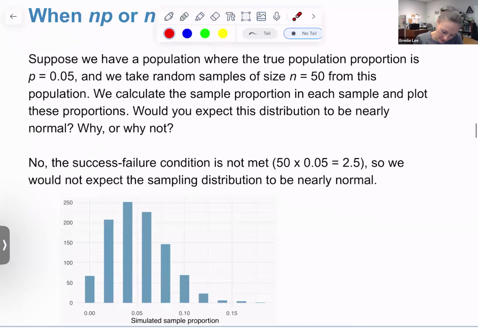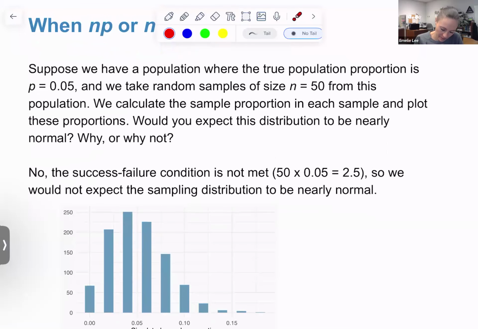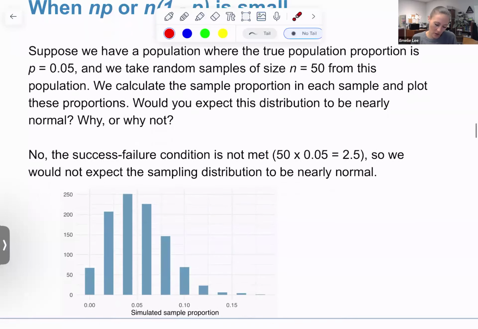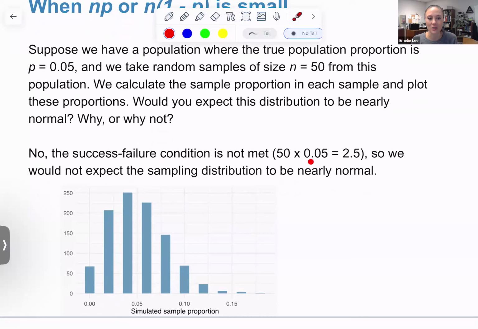Okay. So suppose we have a population where the true population proportion is 0.05. So we're trying to detect a small proportion, and we take a random sample of size 50 from this population. We calculate the sample proportion in each sample, and then we plot those proportions just like we did before. Do I expect it to be nearly normal? How we check it is by checking that condition. So no, I wouldn't, because the conditions aren't met.